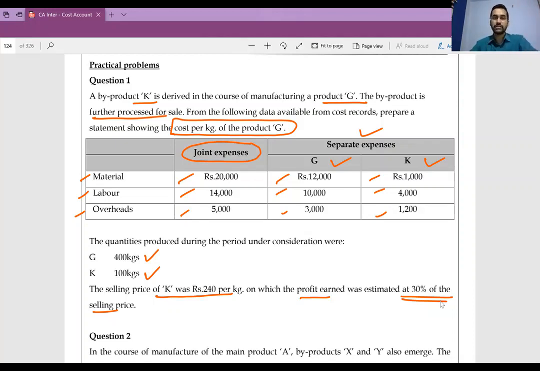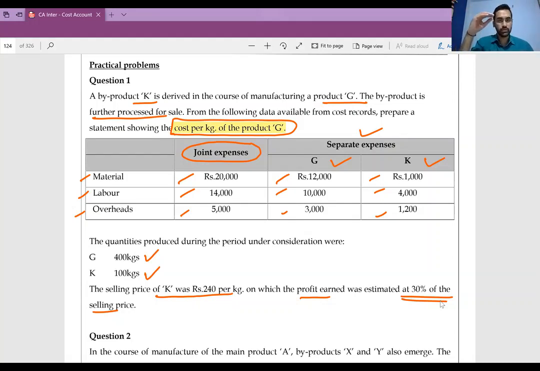But what is asked in the question, I'm highlighting here, the question is about the cost of the product G, right? How to do it? Yes, listen to me. Let us visualize the approach.